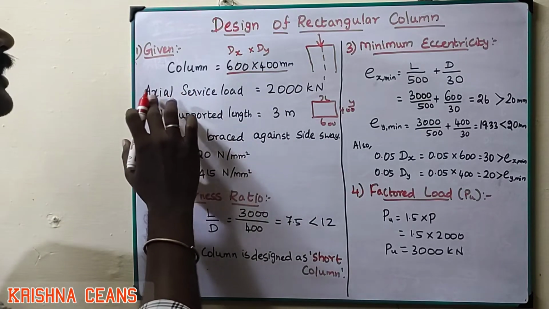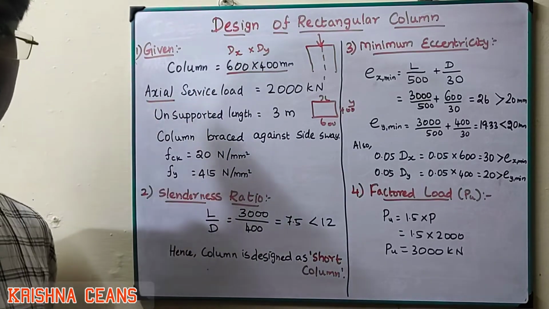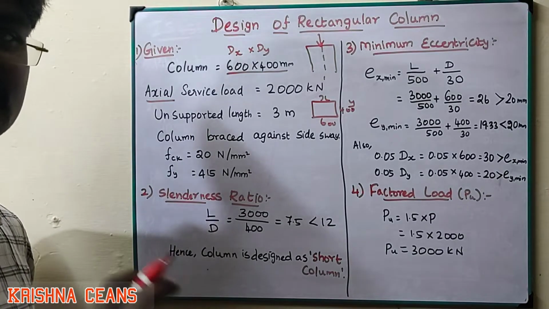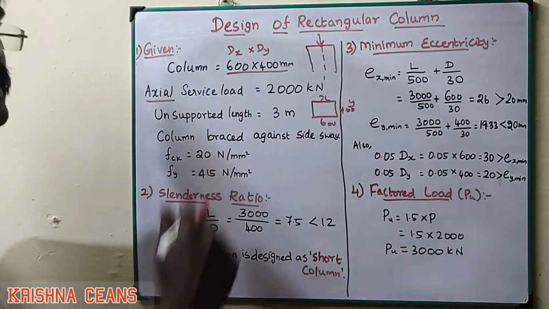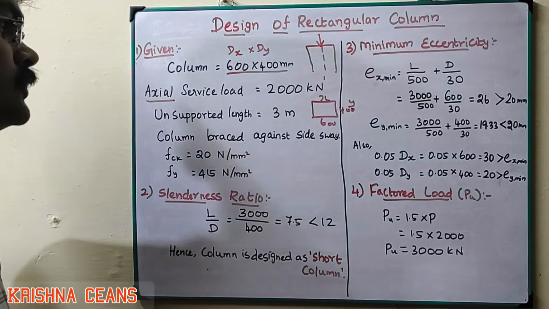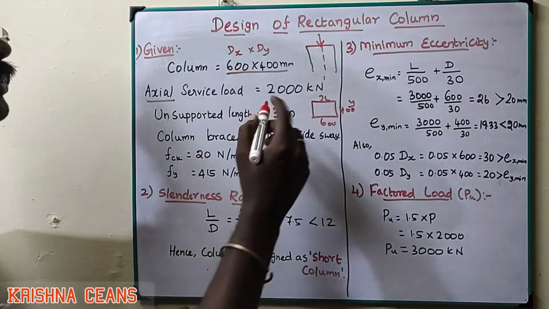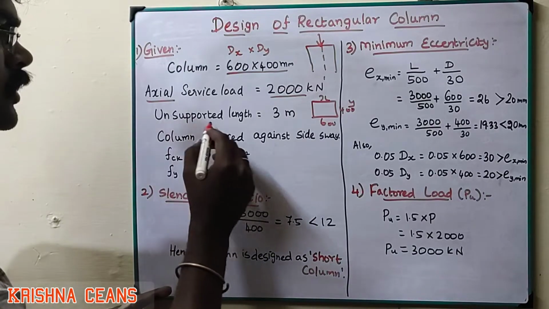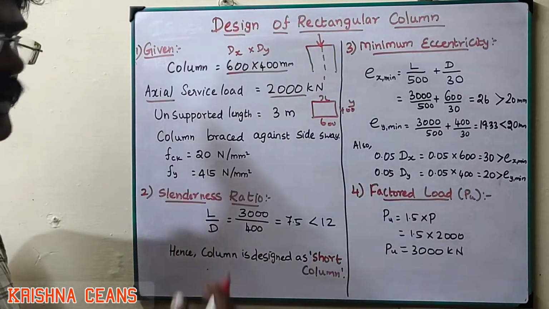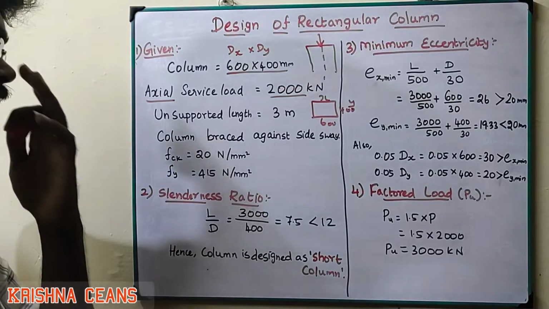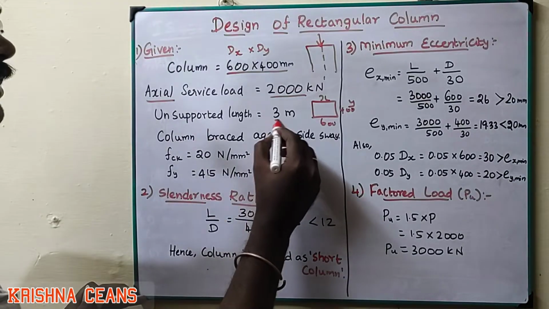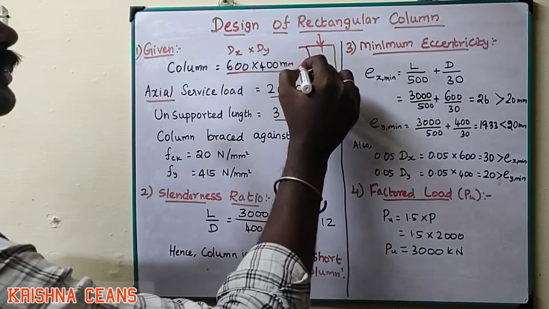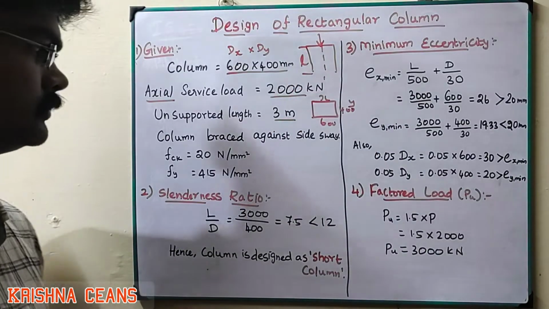Next, the service load is given. This point is very important. Axial service load is nothing but the load acting along the center, along the axis point. So 2000 kilonewton. Unsupported length, the distance between the edges, is given as 3 meter. So from here to here, the L value is 3 meter.